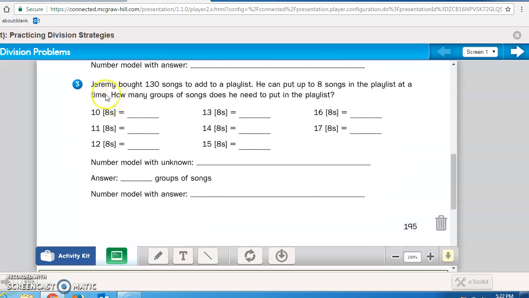And finally, number 3 reads, Jeremy bought 130 songs to add to a list. He can put up to 8 songs in a playlist at a time. How many groups of songs does he need to put in the playlist? So again, you're going to need to write the number model with the unknown, and then write the answer. And on this one, you will have a remainder. Just write the remainder as an R for remainder and put the number behind it for what the remainder was. Pause the recording now and finish that page.